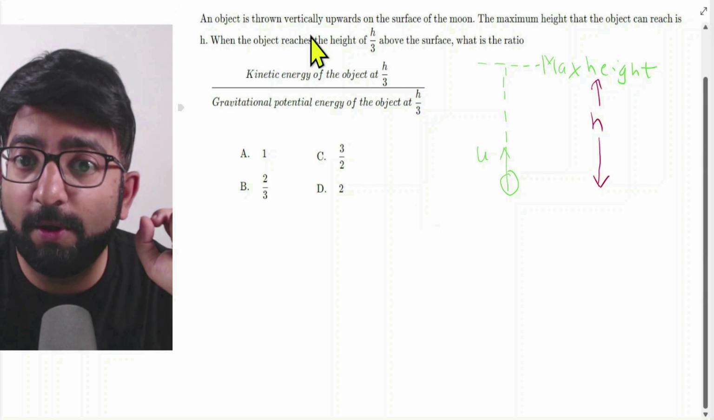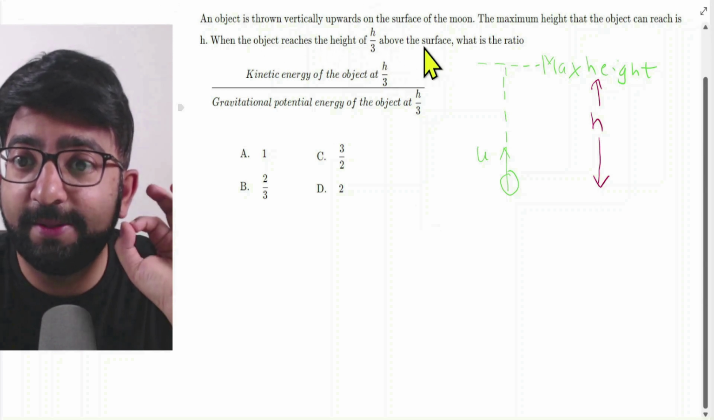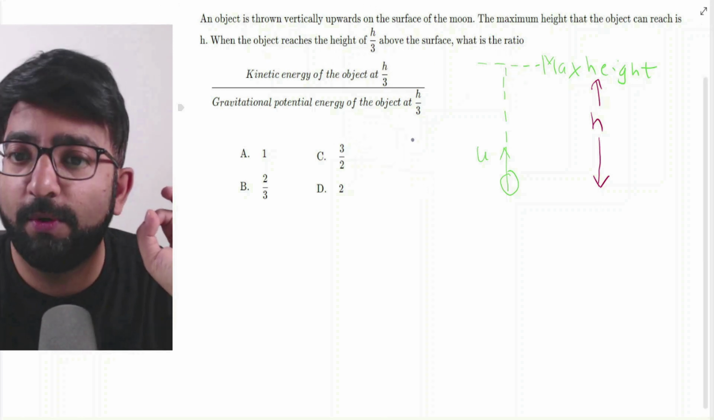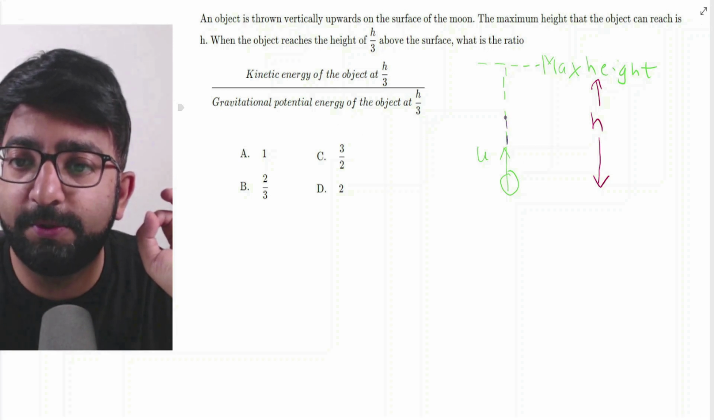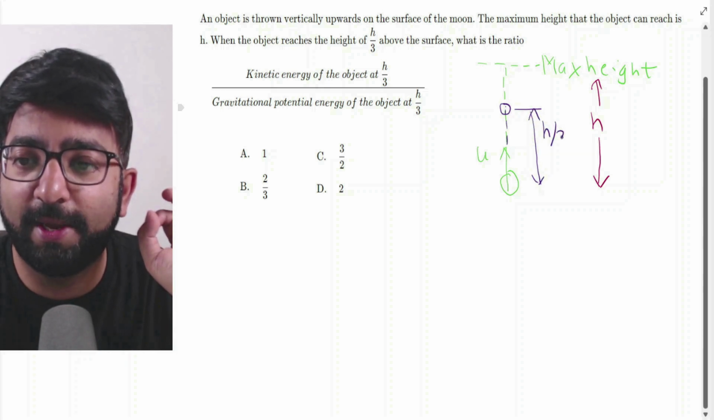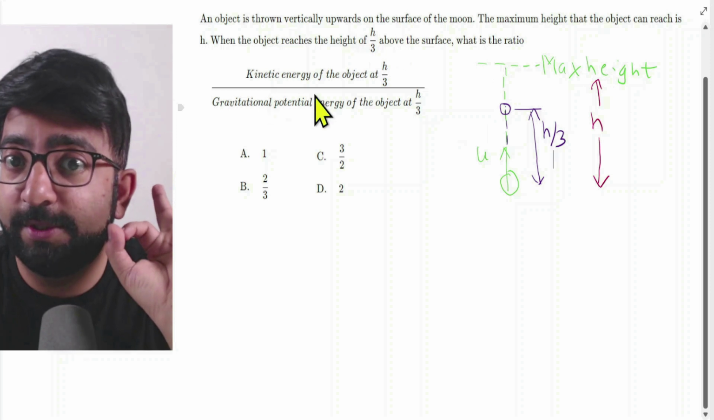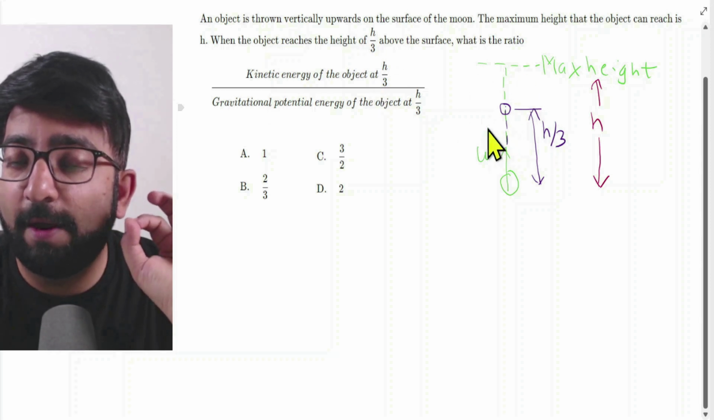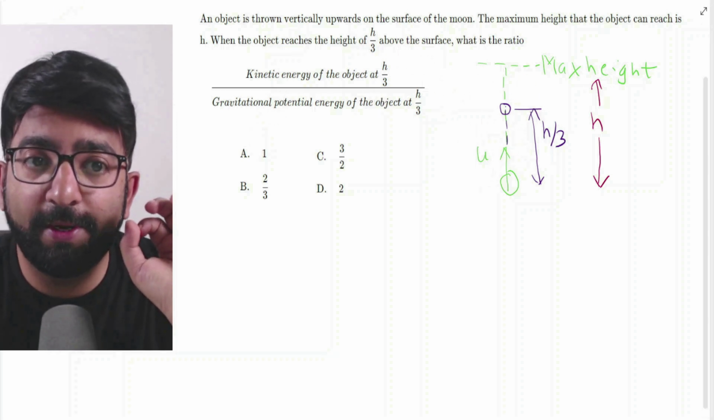Now the question is, when the object reaches the height of h by 3, what will be the ratio? So in the same diagram, let's say the object reaches this position. Consider this as h by 3. The diagram, of course, is not drawn to scale, but h by 3 is the height which they require. So at this point, we have to figure out the ratio of kinetic and potential energy.